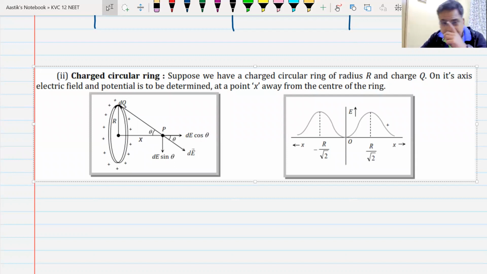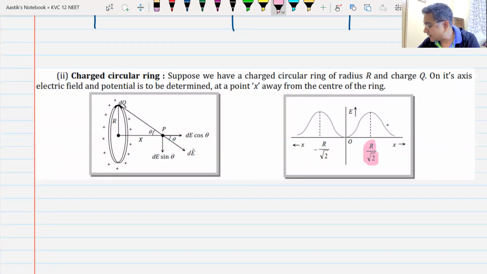Here, this is a graph of electric field of a circular ring, and I told you where it is maximum. Do you see this, where it is maximum? It is maximum at a distance of r by 2. Do we remember this? Yes, sir.